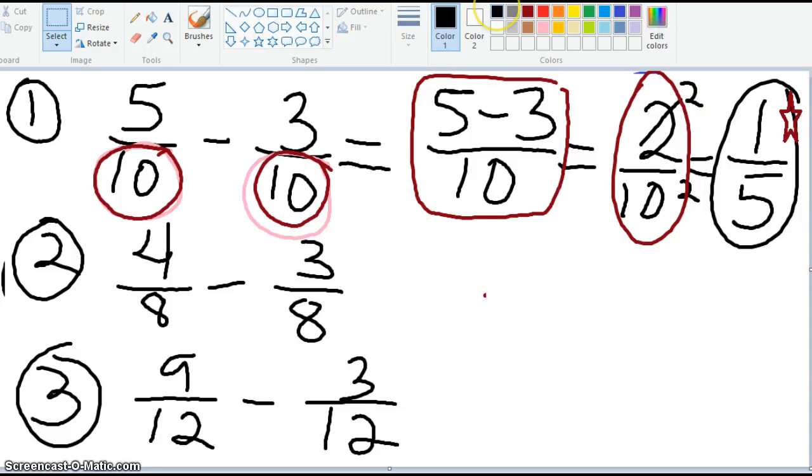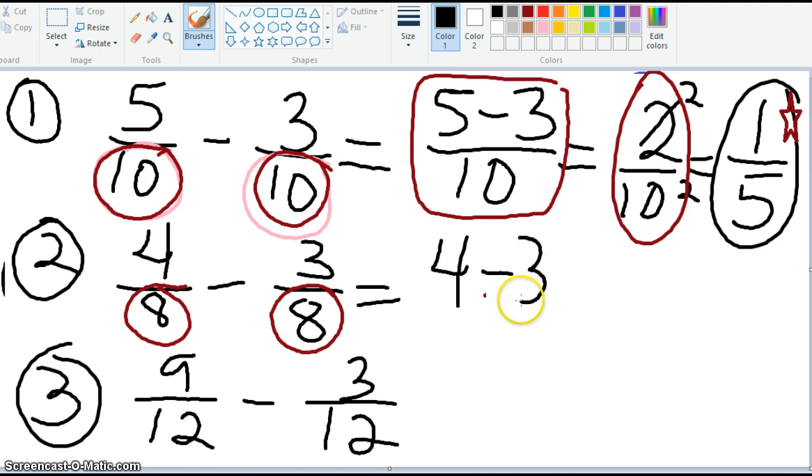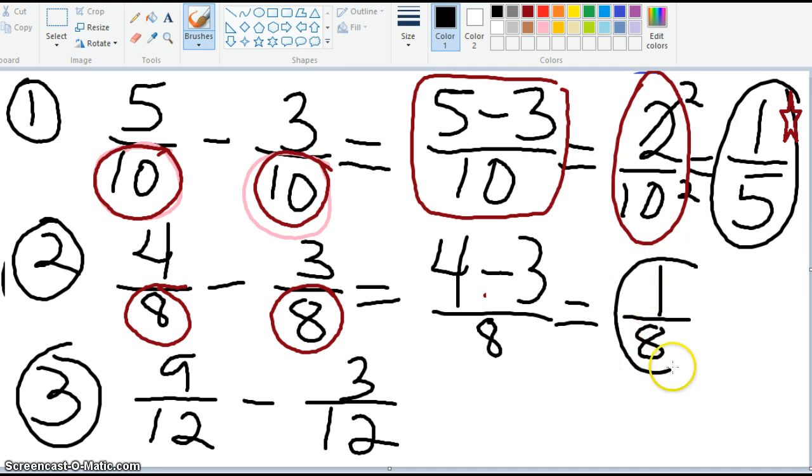Alright, so if I look at the second problem, this is 4/8 minus 3/8, and again, my denominators are both the same, they're both 8s. So I'm going to rewrite this problem as follows. In this case, it's going to be 4 minus 3 over 8, which becomes simply 1/8. And this is the correct answer that you should have come up with.